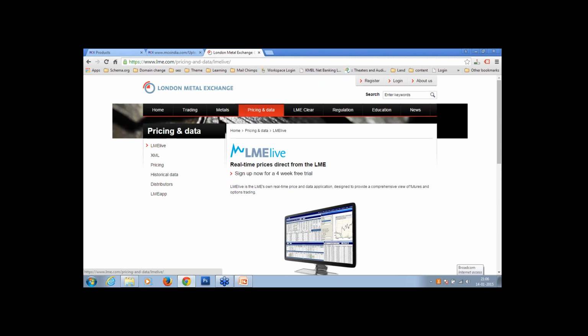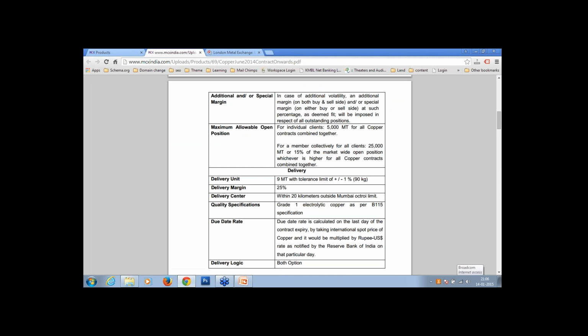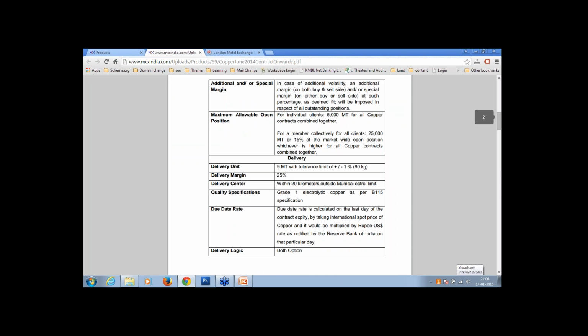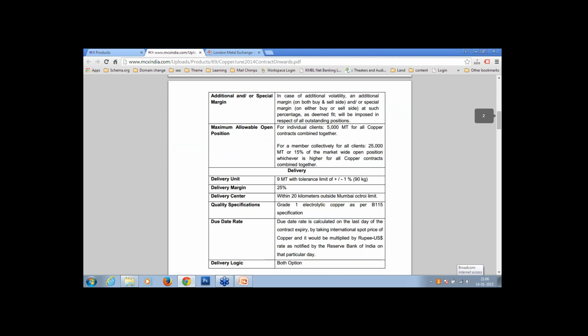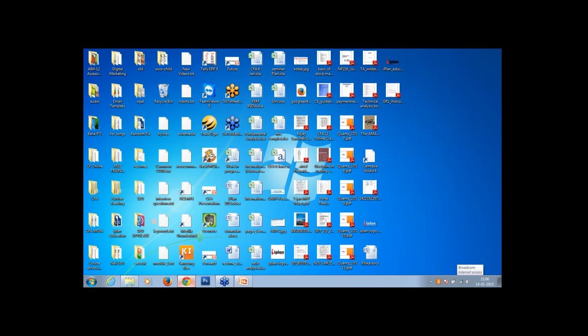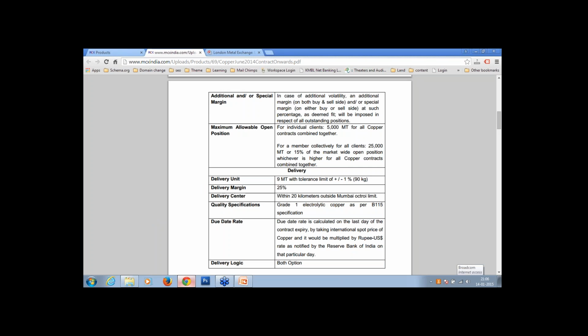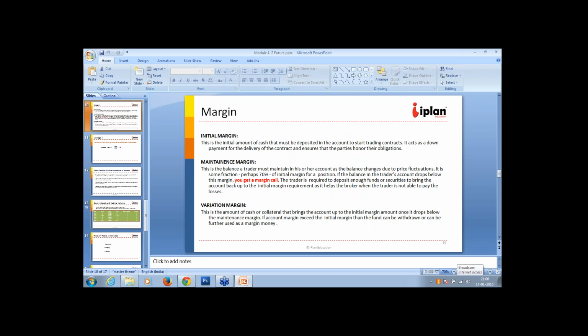Okay, London Metal Exchange. Fine. So this is how the contract specifications look, and we have understood what the initial margin is basically. Now let's understand what maintenance margin is.